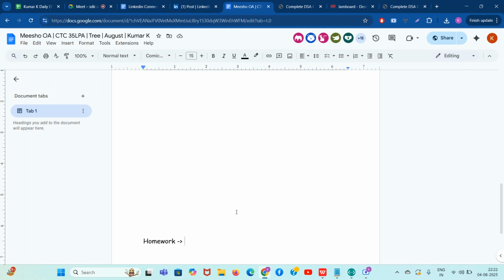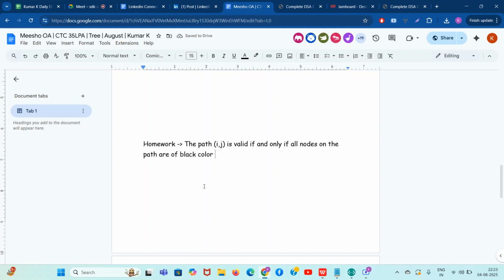If the question was, the path i, j is valid if and only if all nodes on the path are of black color. React with emoji if some people realize that this is a super easy problem. If you had to count only those paths where all the nodes are black color, then you can just separate the white nodes and black nodes, right?